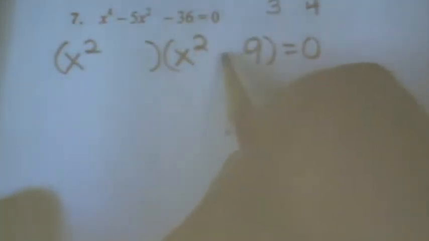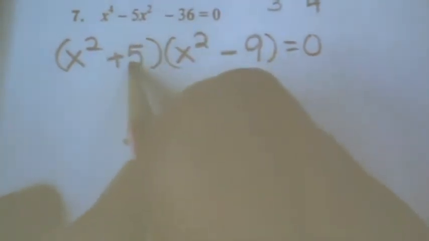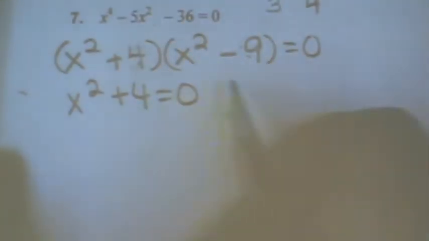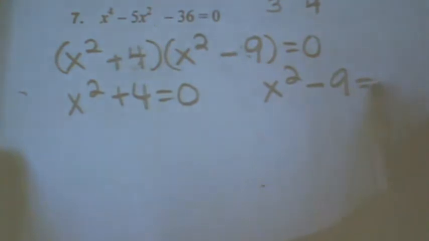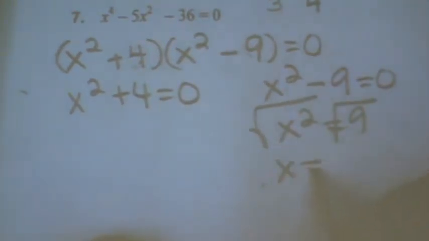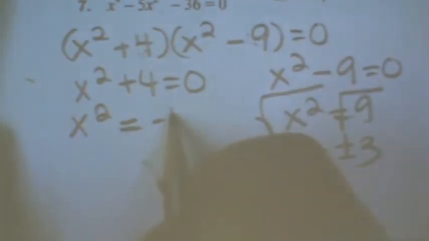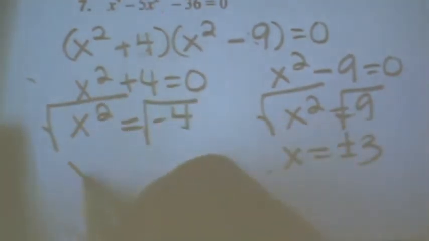A 9 and a 4 will give you, if we put the negative 9 here and the positive 4 here, we'll get negative 36, but it'll add to be negative 5. So now you're going to set each of these equal to 0. X squared plus 4 equals 0, and x squared minus 9 equals 0. This is easy. It's going to be plus or minus 3. In this one, when you subtract 4, you're going to get plus or minus 2i.